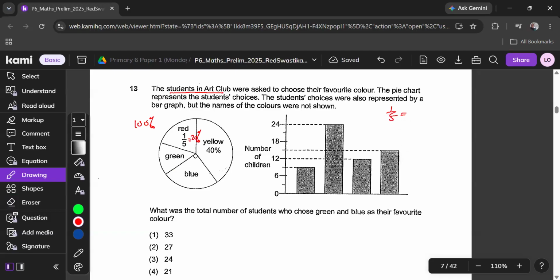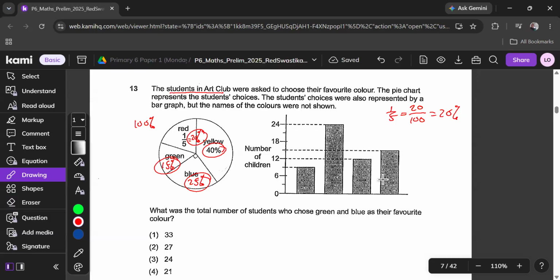Okay, quickly, 1/5, how to get 20%. Make the denominator 100. 5 times 20, 1 times 20, and that's how you get 20%. Okay, then the blue will be quarter circle. Quarter circle means 25%. So yellow 40, red 20, blue 25, then the green, you take 100% minus all the percentage. So you will get how many percent green? You will get 15% green, right?